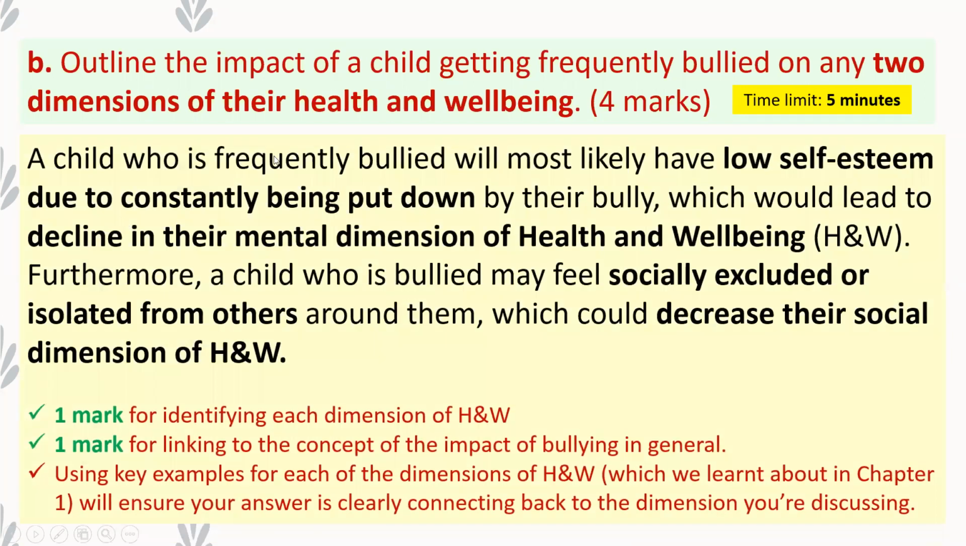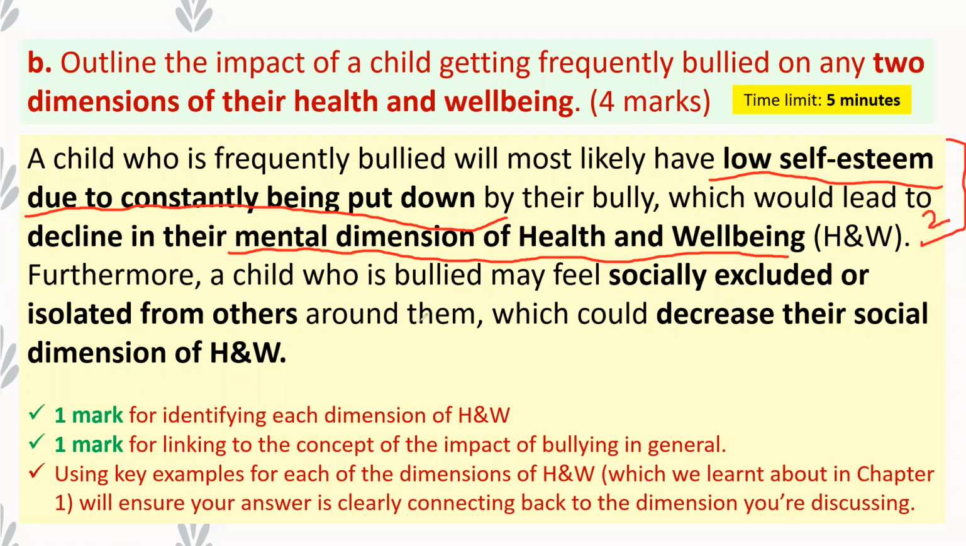So I've just written, a child who is frequently bullied will most likely have low self-esteem because they're constantly being put down by the bully, which would lead to decrease or decline in their mental dimension of health and well-being. So that's 2 marks already. And I'll just show you how we get the 2 marks. The first one is for you actually just writing down one of the dimensions of health and well-being correctly. And the other one is for linking it to the actual bullying. So low self-esteem because the bully is putting them down, making them feel bad about themselves. So that's 2 marks. Just up to there.